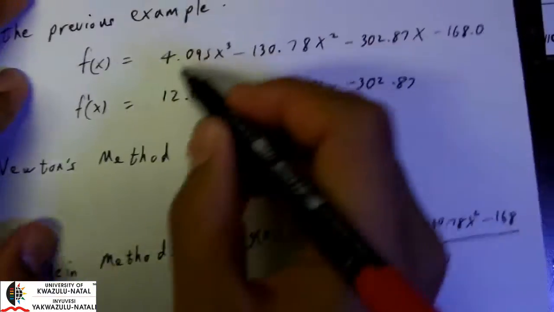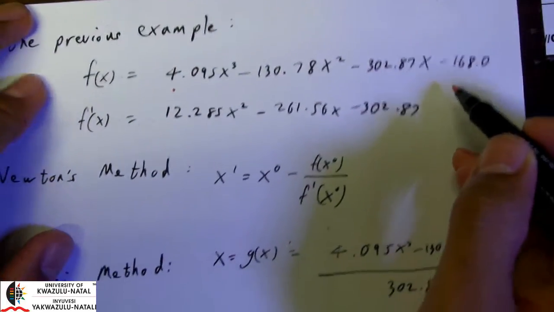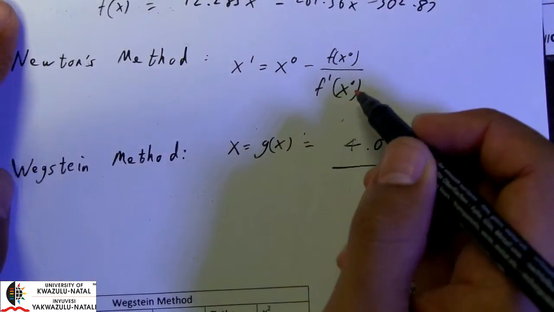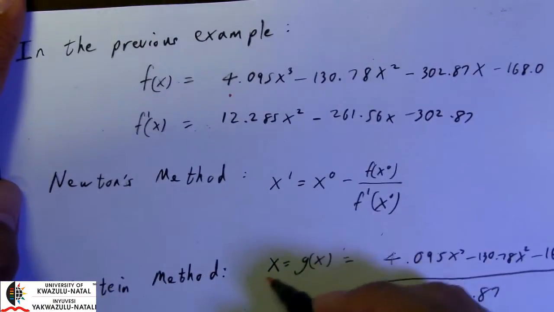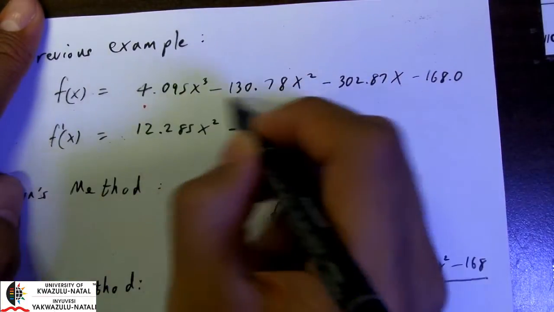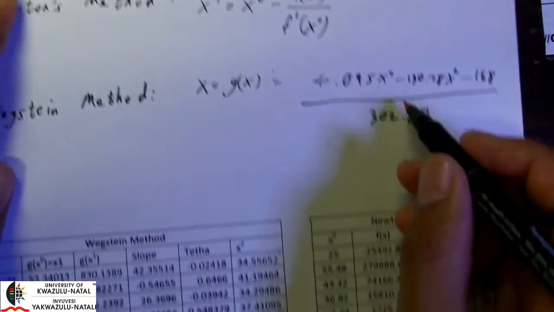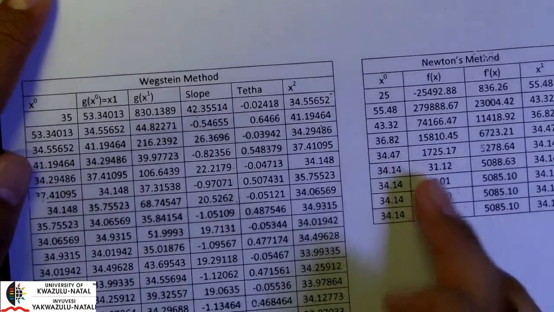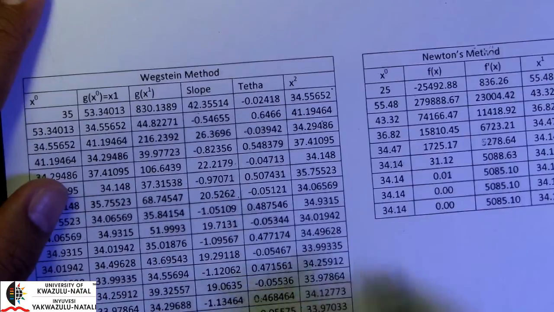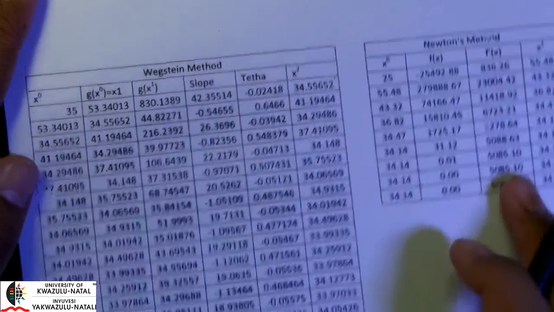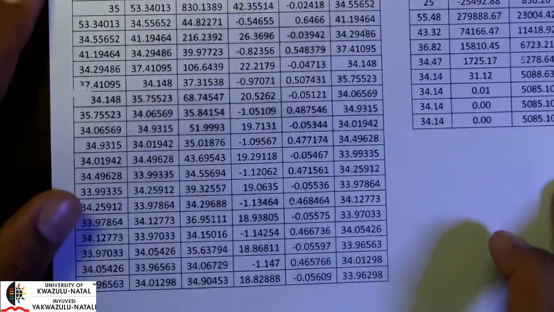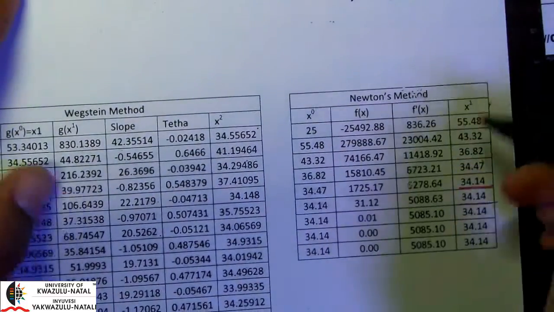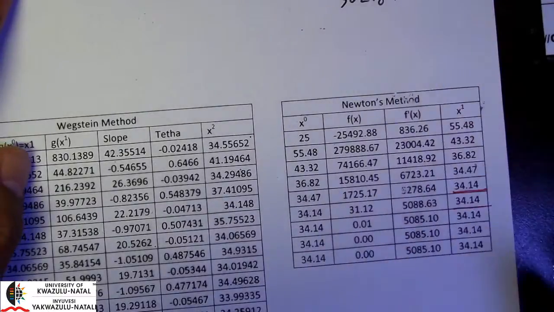So if we look at our previous example, we had f of x being this function here. F prime of x would be simply the derivative of f of x, and we substitute that into Newton's method, or we could rearrange it in the form of x is equal to g of x. Okay, so we simply take all of this onto the other side and get g of x, and we use that for our Wegstein method. And as you can see, we do end up with the same result. We have 34 point something, 34.14, 34.9. It fluctuates a bit. Okay, that's the nature of the Wegstein method. And this is Newton's method, where we have a more definitive convergence and also use fewer steps. Okay, and this is why I would highly recommend you use Newton's method.